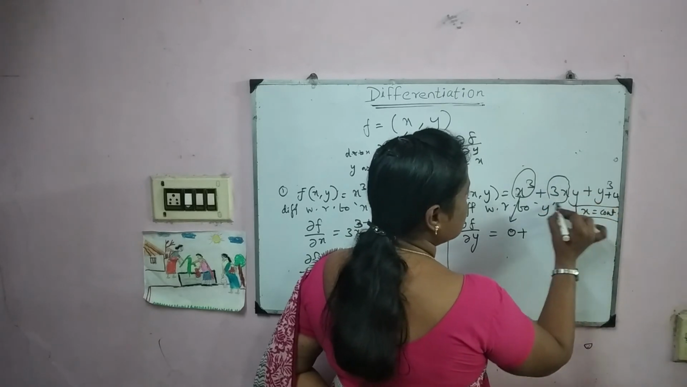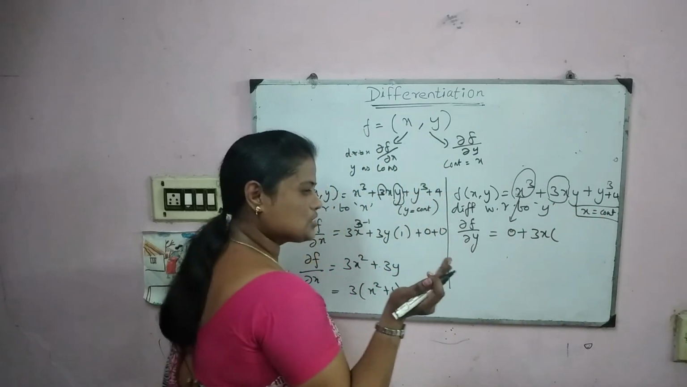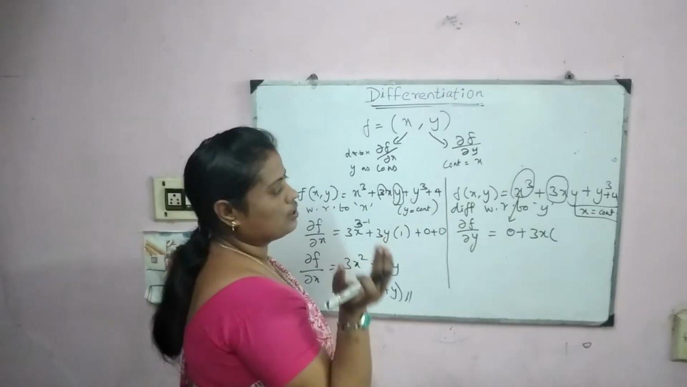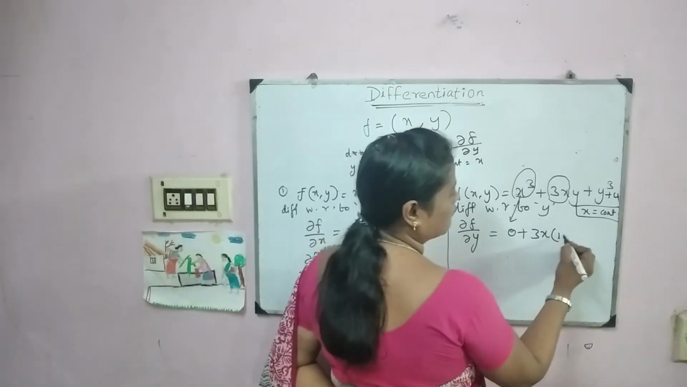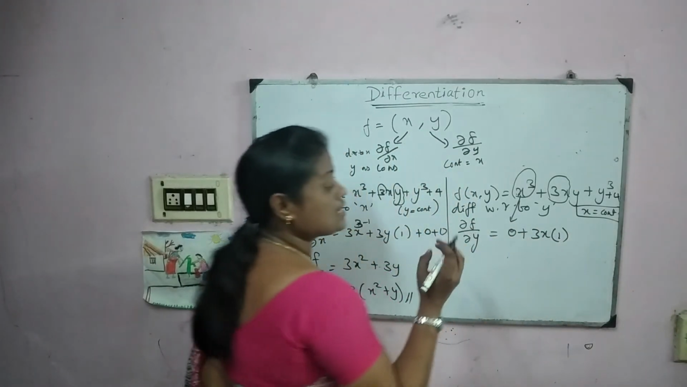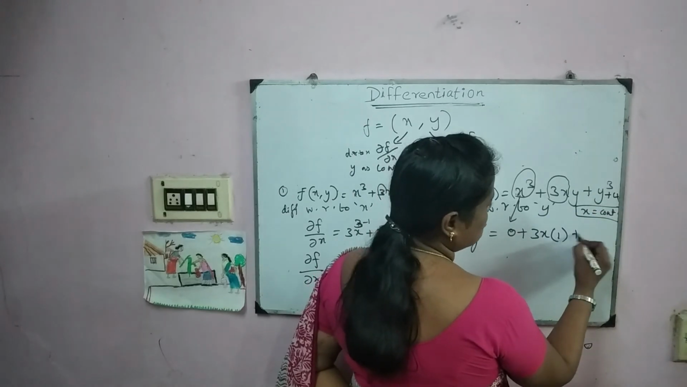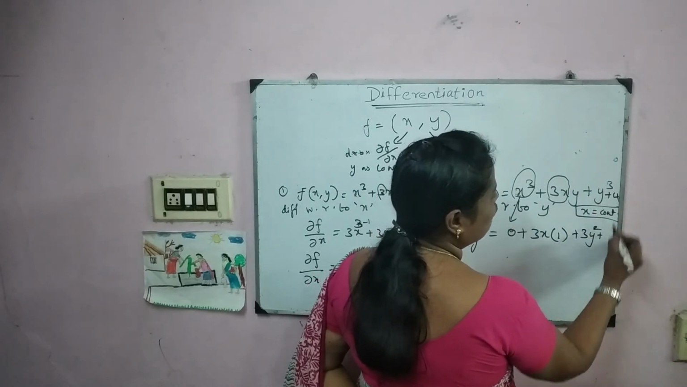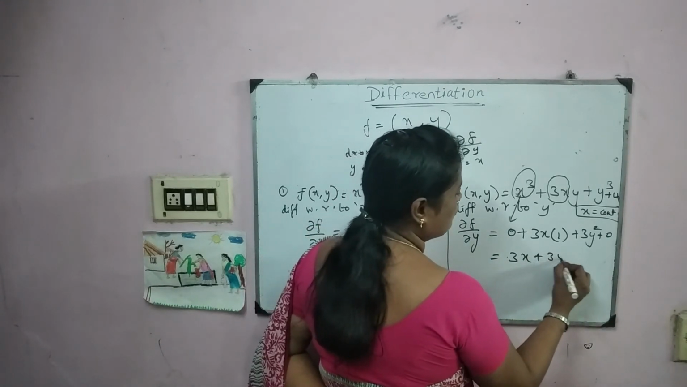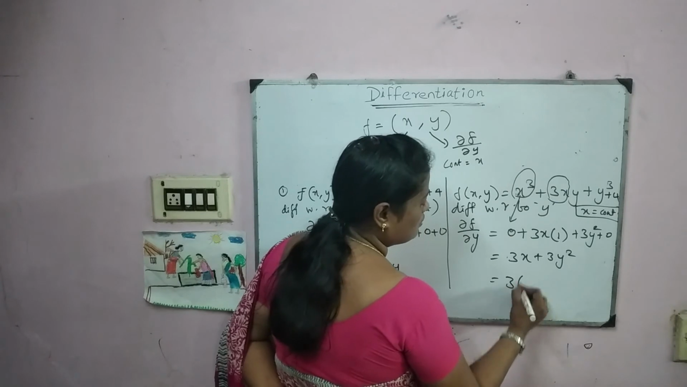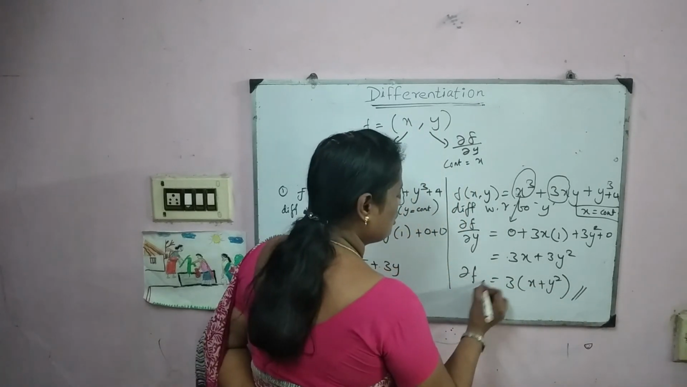Then for 3x times y, just think of y like x. What is the differentiation of x? 1. The same thing, the differentiation of y is 1, so you treat y in terms of x. And for y cube, the differentiation is 3y square. Then our final solution is 3x plus 3y square, and taking 3 out, the remaining is (x plus y square). So this is our solution for dou f by dou y.